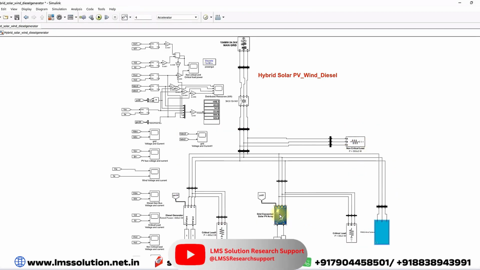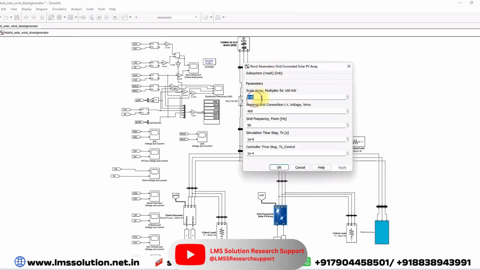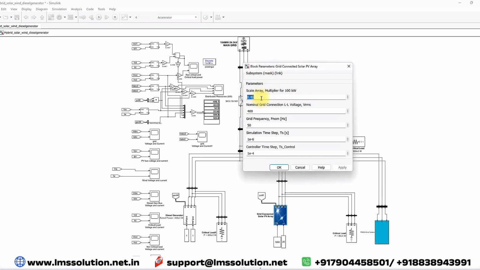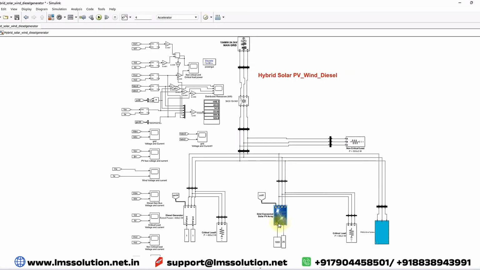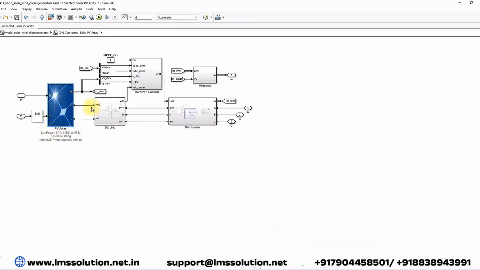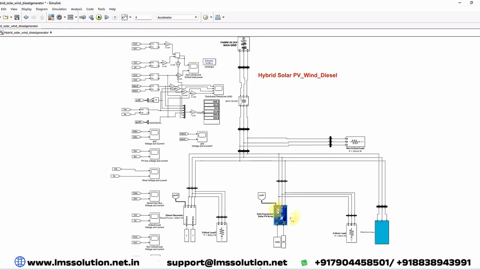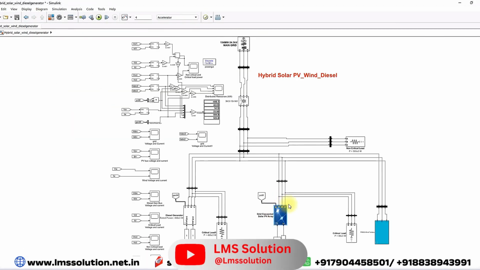Here you can see the rating of the PV system. Here we are using a 41 kilowatt PV system, the inverter voltage is 400, and the grid frequency is 50. Once you go inside, you can see the configuration. The PV array is connected to the DC link, and then to the grid inverter having inverter control along with the MPPT. So it will supply around 41 kilowatts of power.